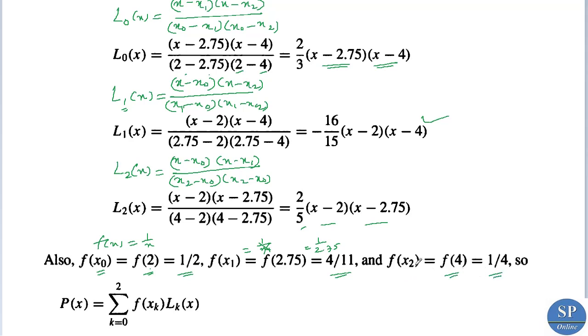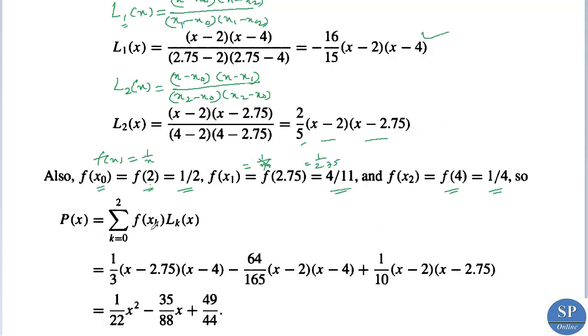And f of x2 is equal to f of 4, that is 1 by 4. So p of x is equal to f of x0 into L0 of x plus f of x1 into L1 of x plus f of x2 into L2 of x.